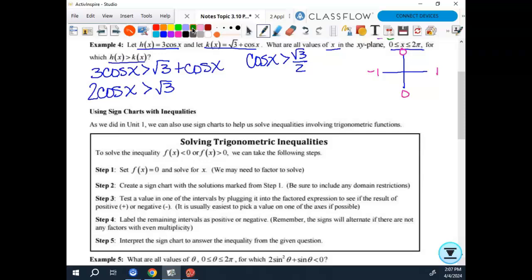Okay, so what angle gives me a cosine value of the square root of 3 over 2? Pi 6. Okay, so I got pi 6 here. And where else is cosine positive? 4th, and at 11 pi 6. Good. And again, I'm not being crazy accurate with where the angle actually is, but it really doesn't matter.